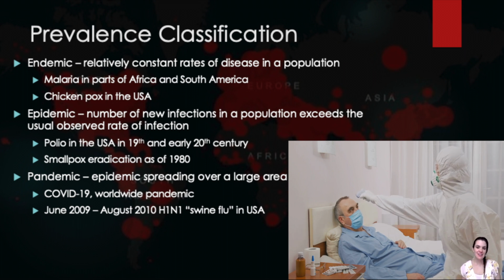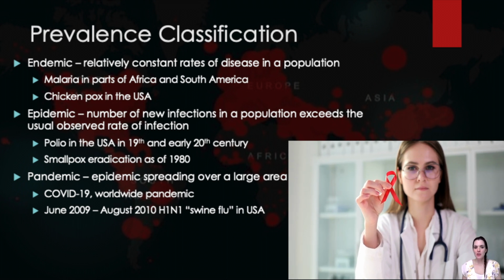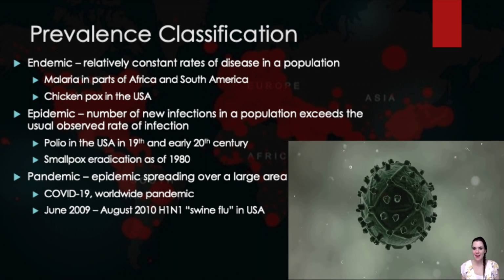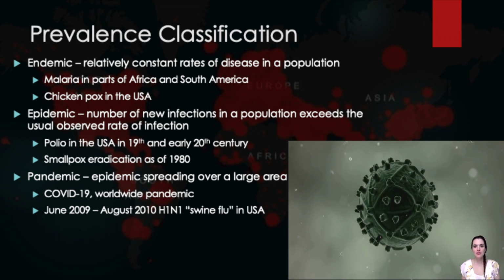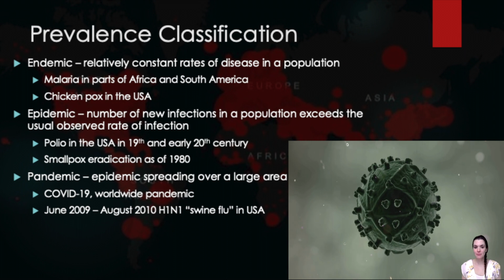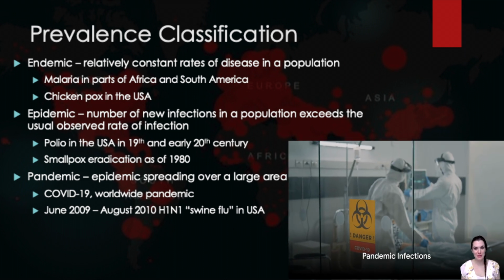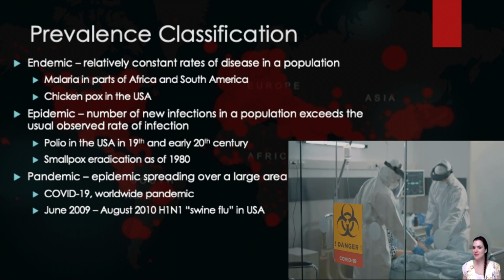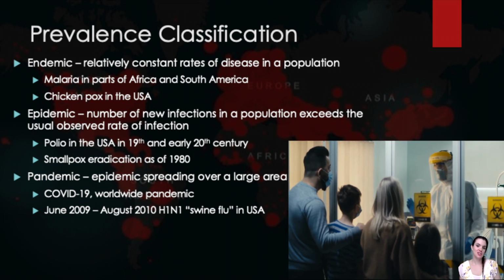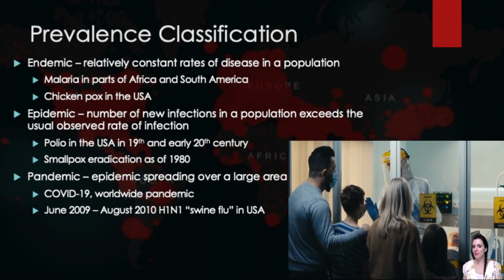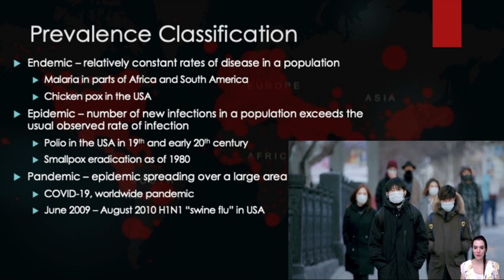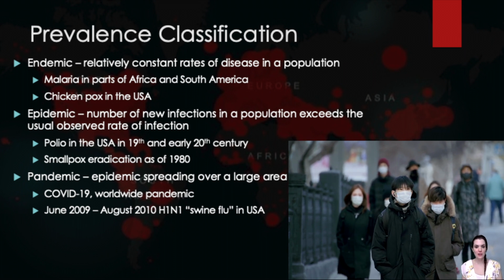In the late 1970s and 1980s, emergence of the human immunodeficiency virus, HIV, was an epidemic in the U.S. and has been reduced to endemic due to advancements in treatment, but is not cured or vaccine mediated at this time. A pandemic, which should be familiar to all of us, is the epidemic infection which then spreads to a large area, affecting many populations. COVID-19 is a worldwide pandemic, while in 2009 to 2010, H1N1 or swine flu reached pandemic proportions through the US and the world.